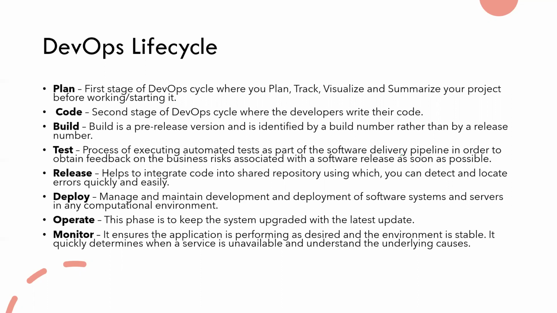If you have 5 sprints, let's say that every sprint has 1 build, so there will be 5 builds. It will keep on happening like that. Then you will have a testing process. You will keep on testing all the process and the software delivery pipeline. Then there are releases, meaning how frequently you are going to release it.